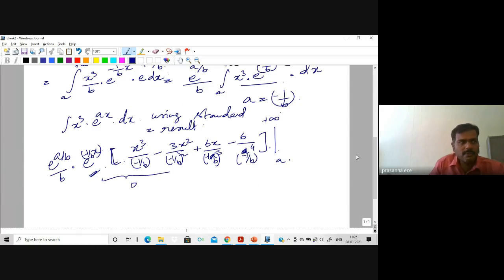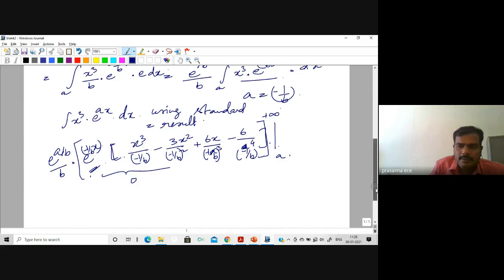So are you able to follow? It is e power minus bx into all these terms, so you are applying the limit for this entire term. When you apply the plus infinity limit here, it becomes e power minus infinity, making everything 0. You just have the second limit.